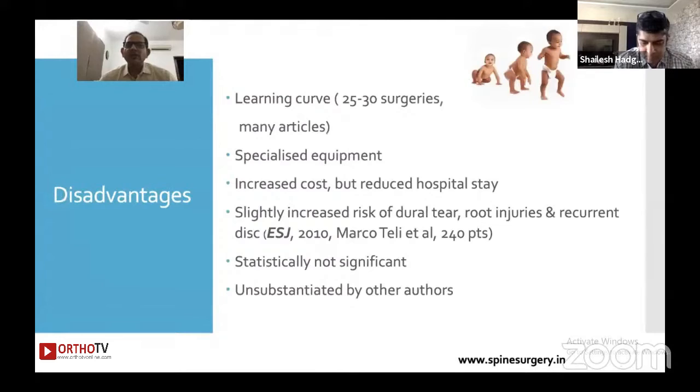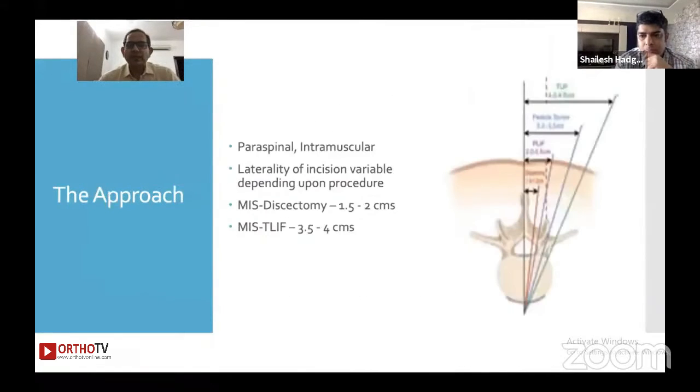There's a significant learning curve associated with all these techniques, as we have seen earlier. They all require specialized equipment as well, and there is an increased cost. But this is offset by the reduced hospital stay. This paper by Marcotelli did quote that there is a slightly increased risk of dural tear and root injuries as well as recurrent disc with the MIS tubular system, which, however, has been found to be statistically not significant and has been unsubstantiated by other authors.